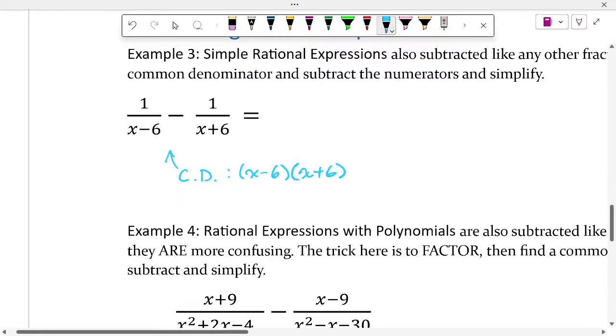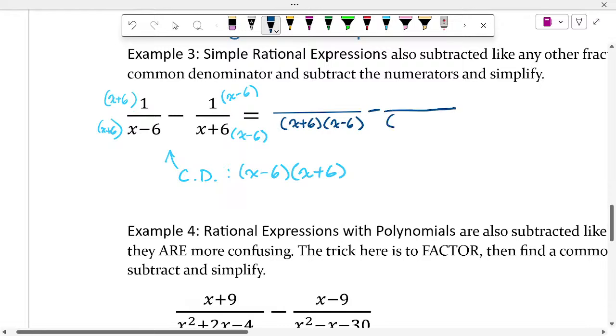Okay. Which means what will we have to do with this first fraction? Multiply it by x plus 6 over x plus 6, right? And what will we have to do with this one? Okay. Now, we can do this. This will be x plus 6 times x minus 6 for the first fraction. And then we're going to subtract, and the second fraction will be x plus 6.